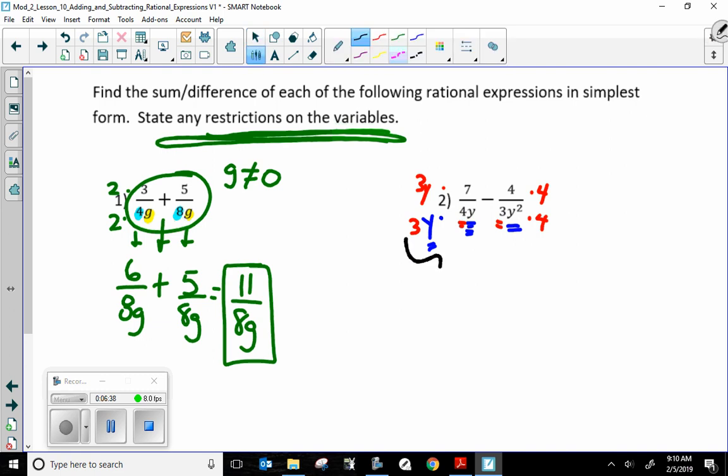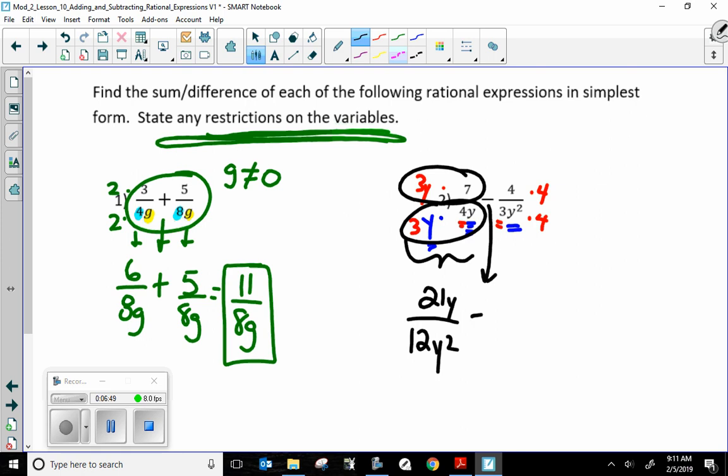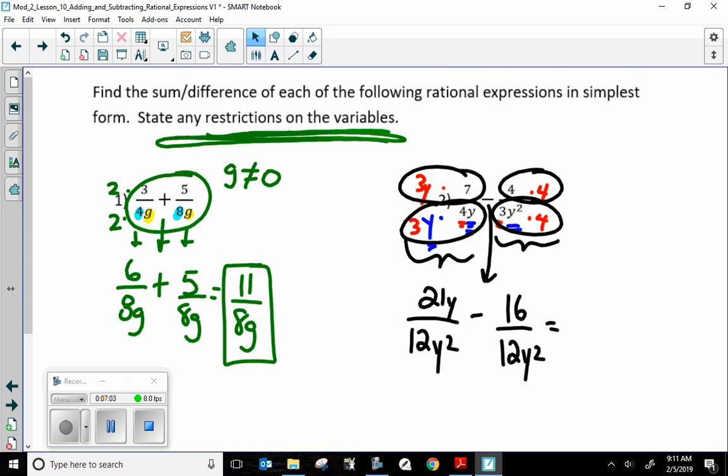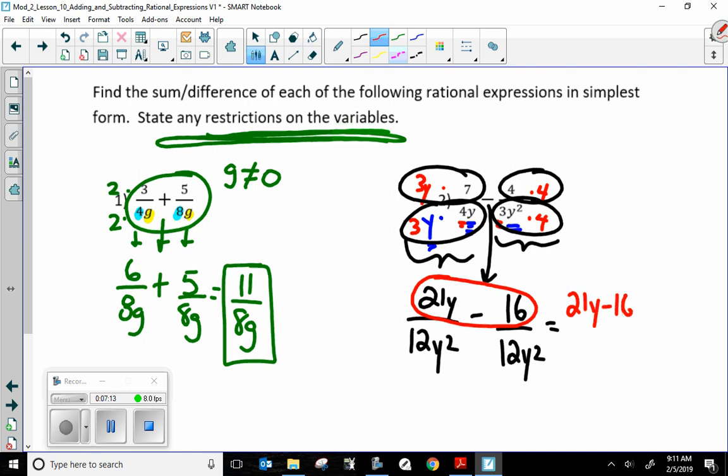All right, and let's combine these things. These two give me 21y over 12y squared. This is a minus sign, okay? Now we have 16 over 12y squared. Perfect. I cannot combine, okay? I cannot make one term when something is a variable and something does not. They are not like terms, so I'll just write them like that. I will say 21y minus 16 all over 12y squared.